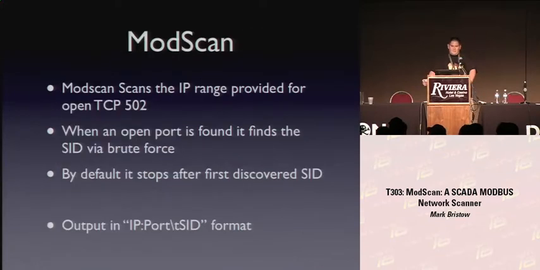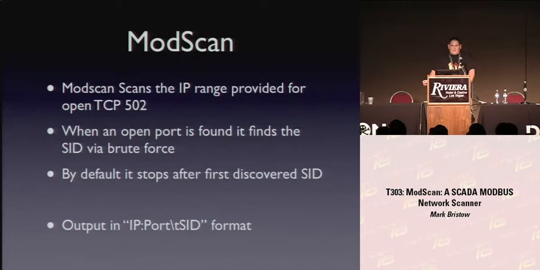So, back to my tool, enough with the boring lesson. Basically, with ModScan, the only required parameter is an IP range. It'll scan the IP range on whatever port you ask it to, although it defaults to 502. You can run Modbus on another port if you want to. It's your choice.